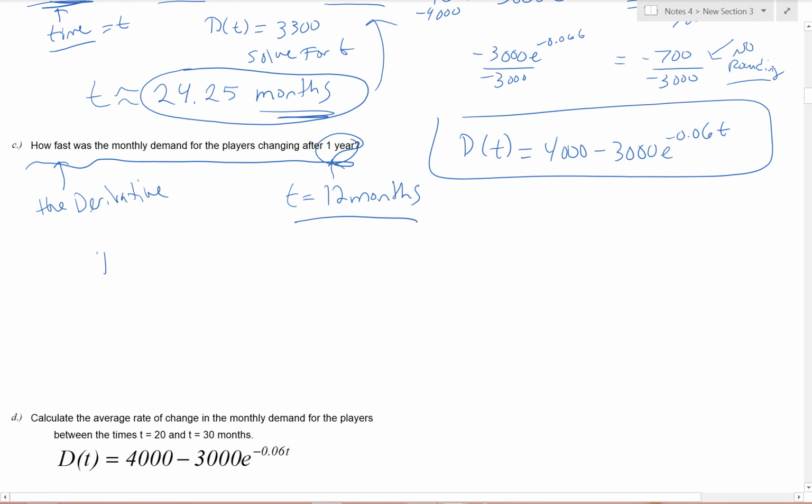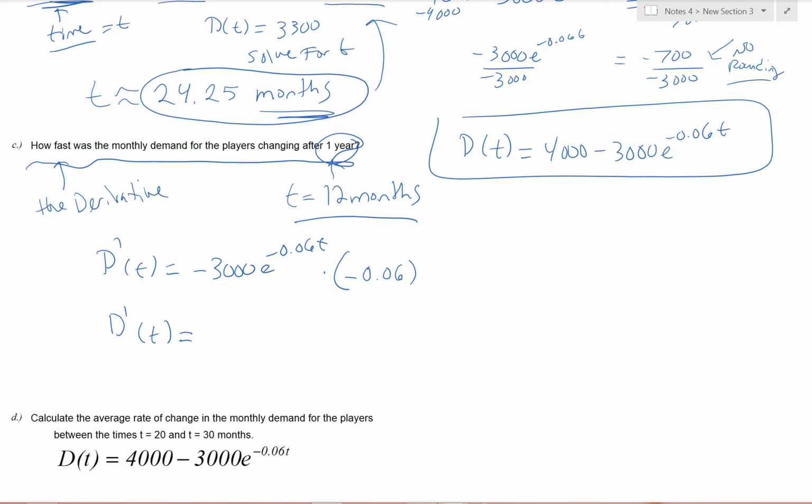Alright, so the derivative first. So first the 4,000 zeros out, so then I'm left with the negative 3,000e. And so first thing you do is you take the derivative of the exponential, write down the exponential exactly. So negative 3,000 e to that negative 0.06 times time, but I'm not done yet. That's just the e part. Times the derivative of the inside, so it's going to be times that 0.06. And I'm going to clean this up. I can multiply the 0.06 times the 3,000, and when I do, that comes out to be 180 e to the negative 0.06 times time. Alright, so there is my derivative.